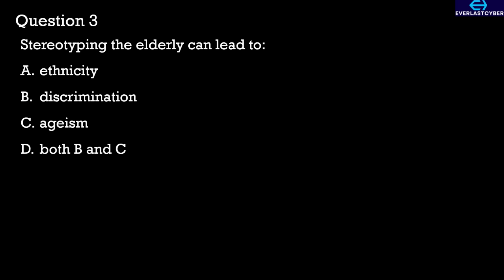Question 3. Stereotyping the elderly can lead to A. Ethnicity, B. Discrimination, C. Ageism, D. Both B and C.